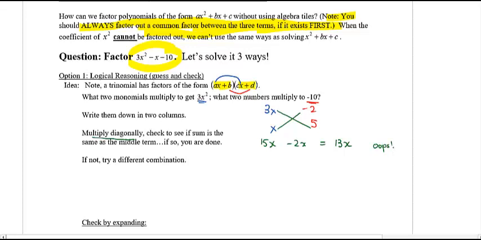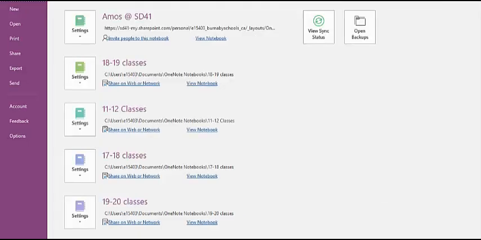So let's try this again now. I will once again do 3x and x. Maybe this time I will reverse it around. I'm just going to put 5 and negative 2 here. So let's see what happens when I do the multiplication diagonally. 3x times negative 2, that's negative 6x. 5 times x, that's positive 5x. And now if I add them together, negative 1x. Well, that's exactly the middle term. I'll say, yay!